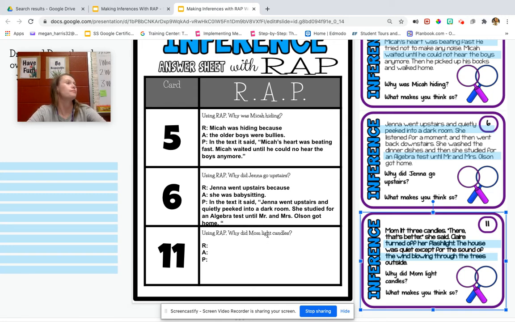Okay, those are two really good clues to help me figure out why in the world Mom is lighting the candles. Well, there's lots of reasons to light candles, right? Miss Megan loves to light fall candles. I just got new fall candles in, and I love to clean my house and light the candle so my whole house smells like pumpkins, right? But is that what happened here? No, we have to use the clues that are given to us to help us figure out why she lit these candles, okay? So we know that Claire turned off her flashlight and that she could hear wind blowing through the trees.